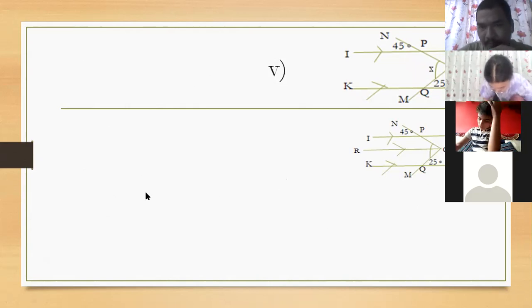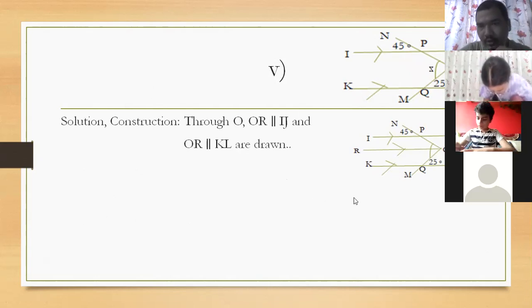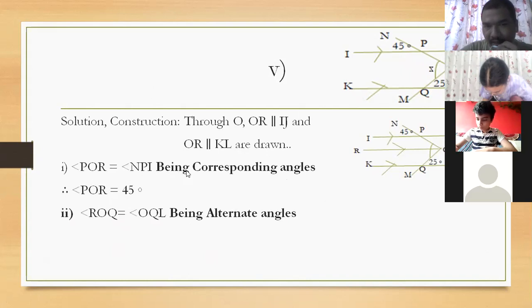Okay, children? We have to write the construction first, and then we have to find the upper angle and the lower angle. The upper one is a corresponding angle, I told, and the lower one is an alternate angle, I told. And after finding the value of these two, we have to add them so that we will get the value of x. When you add these two angles, you will get the value of x. Okay, children?